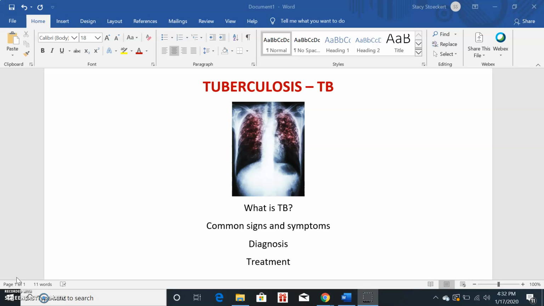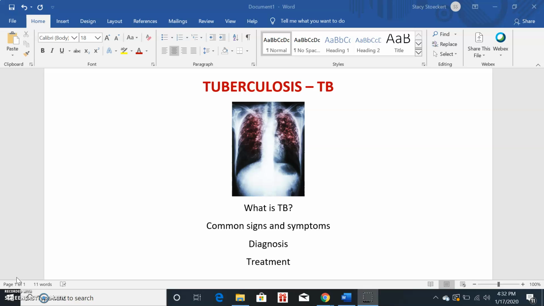The results of the PPD are evaluated 48 to 72 hours after the injection. A negative result means you have never been infected with TB. The inside of your forearm where the PPD was injected will not be swollen, or if there is swelling, it's very small. A positive result means you have been infected with the bacteria that causes TB. The inside of your forearm will have a firm swelling at the site of 5 millimeters or greater.